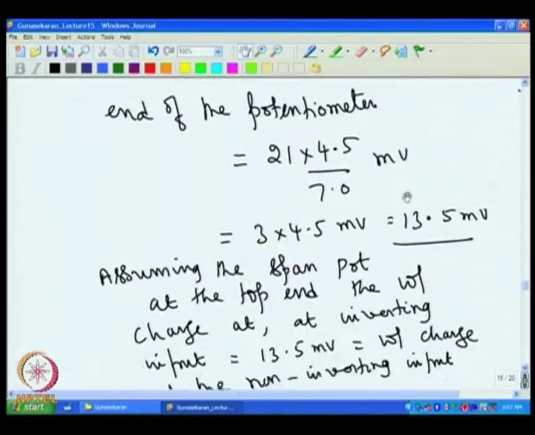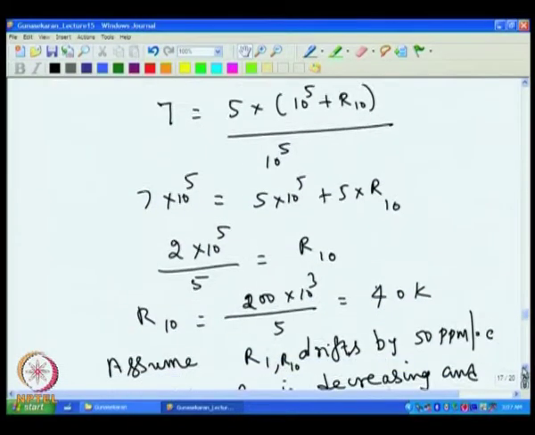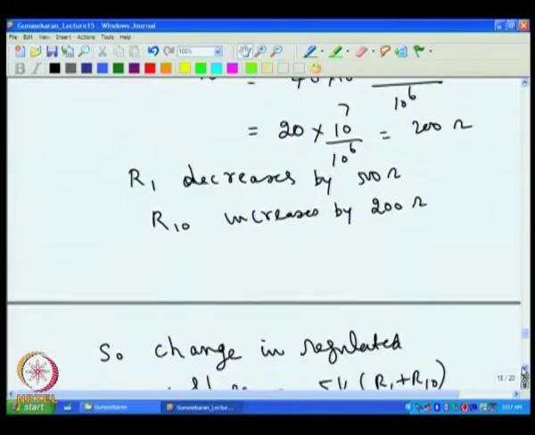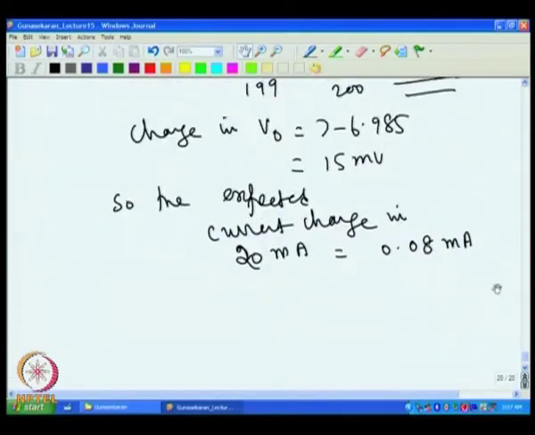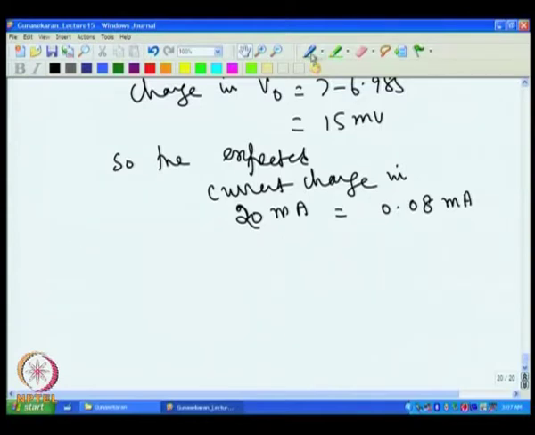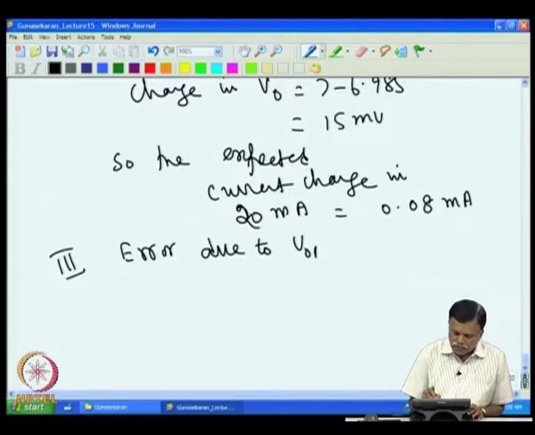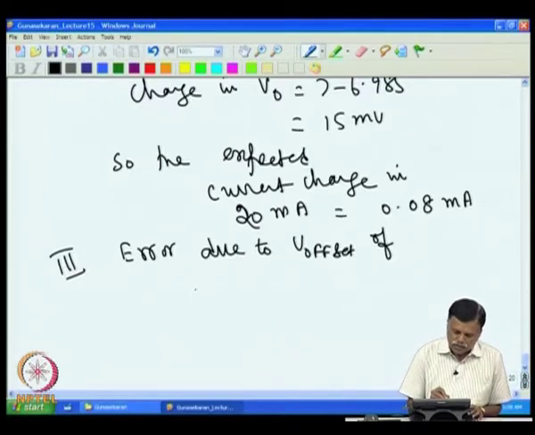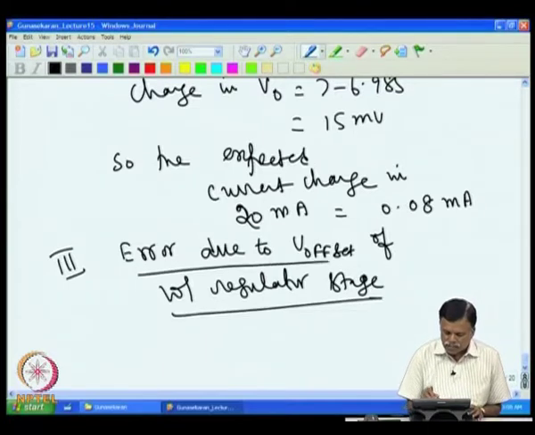The next, third error that we calculate would be the error due to offset voltage change, V offset, of the voltage regulator part. This is the third error that we are going to calculate.